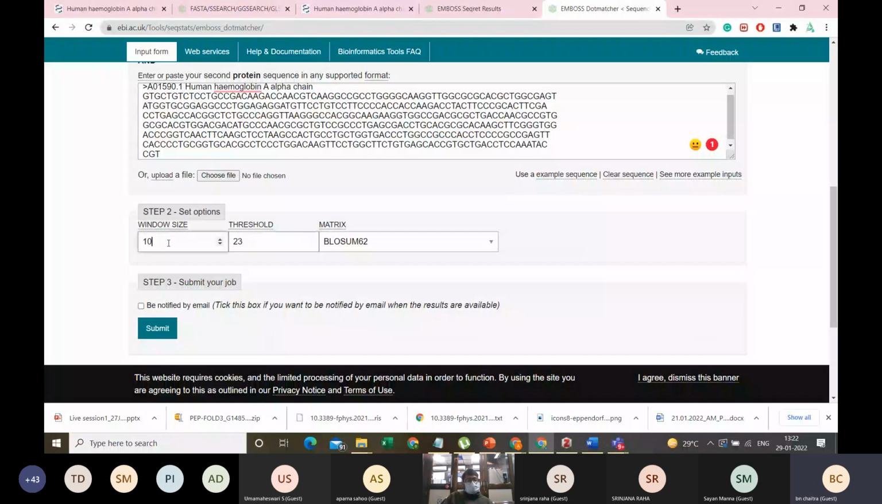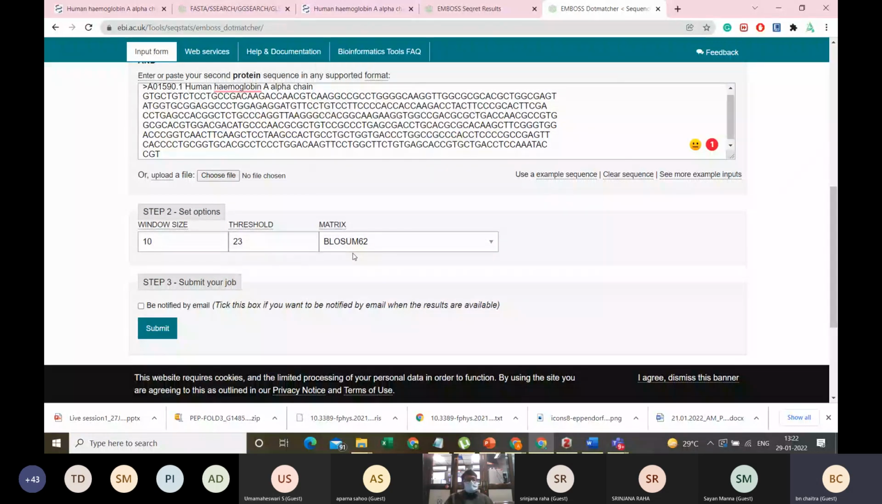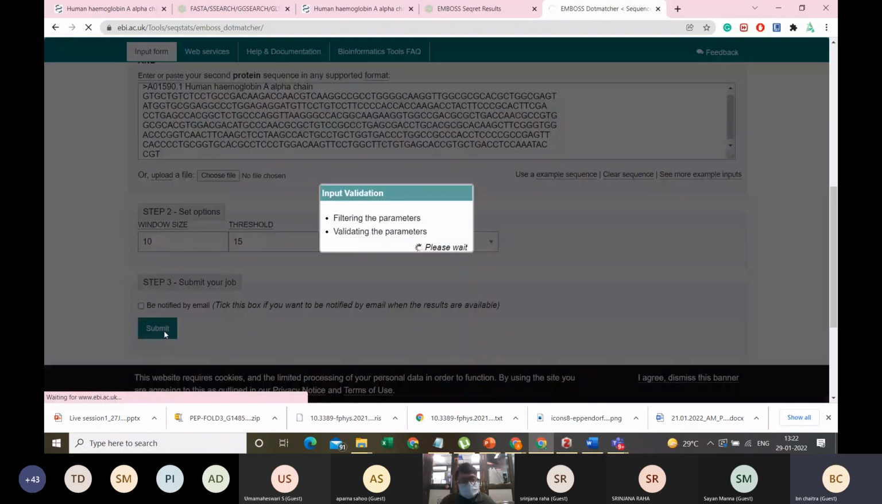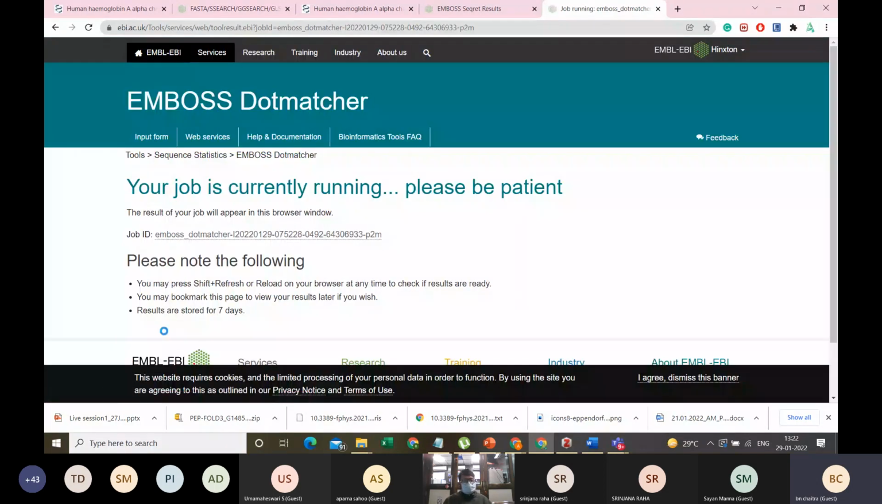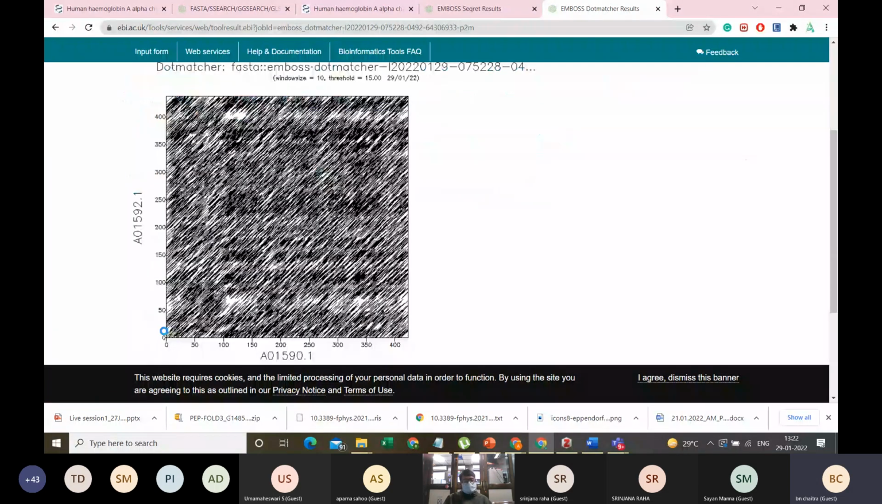See here, many things: the window size, threshold, matrix. I have not come to the matrix yet; I will tell you what this matrix is. The threshold is the... Let me just make it 50. Then submit it. See, this is the score. So now you understand, right? The density has changed. Correct.